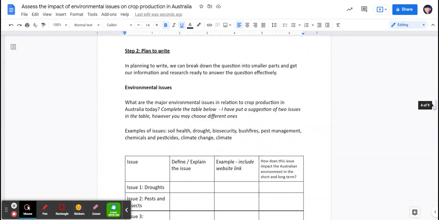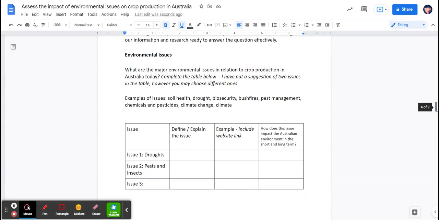In planning to write, we will be breaking down the question into a number of smaller parts. We will have to complete a variety of tables in order to frame your research so you can easily retrieve it later on when we put it all together. The first step is to have a look at environmental issues in general. We can explore what are the major environmental issues in relation to crop production in Australia today.